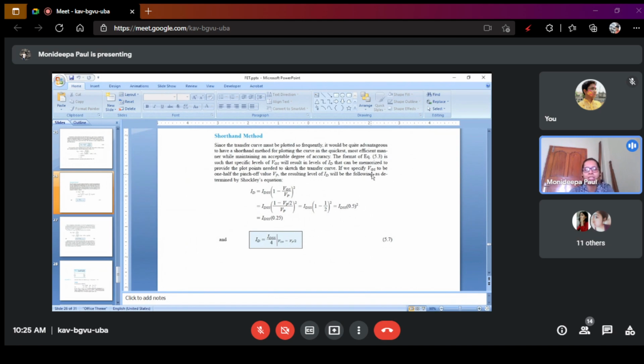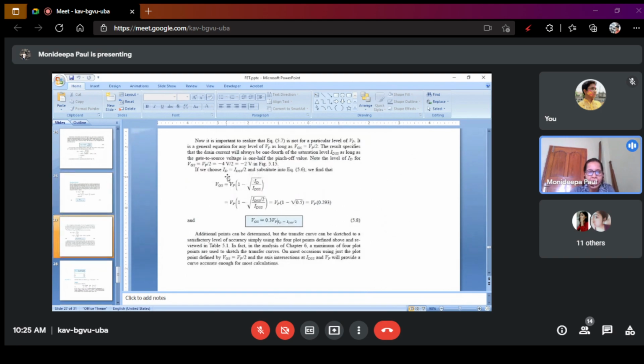So first assumption is that VGS is 1/2 of the pinch off voltage. You put the value of VGS in equation 5.3, and then you get ID equal to IDSS by 4. Another assumption is that ID is equal to IDSS by 2, then you apply VGS is equal to 0.3 VP. These are the 2 assumptions you take when you draw the transfer curve by applying the shorthand method.